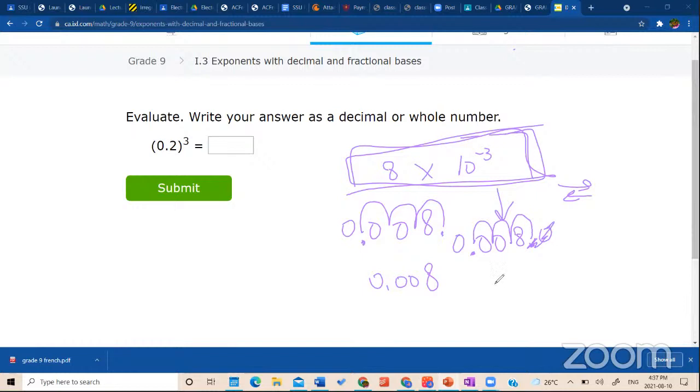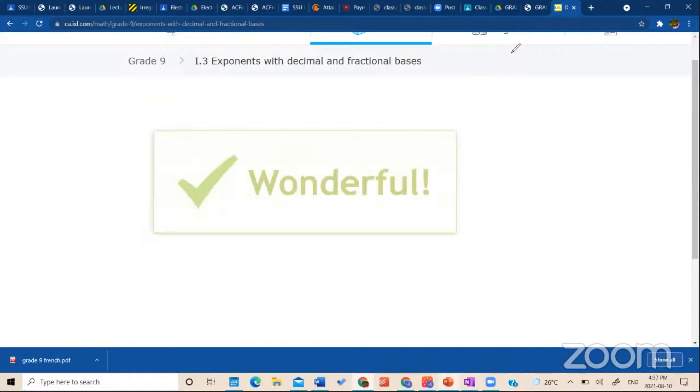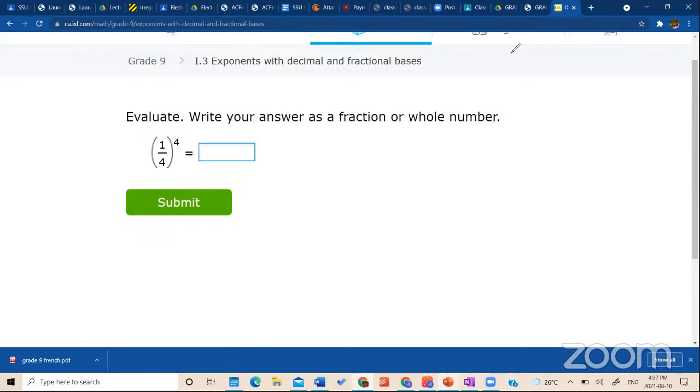Okay, so 0.008. It's okay, we can practice, but since your calculator doesn't tell you the decimal, you're going to have to do an extra step. And that's just good practice. Okay, this one's a fraction. So 1 over 4.